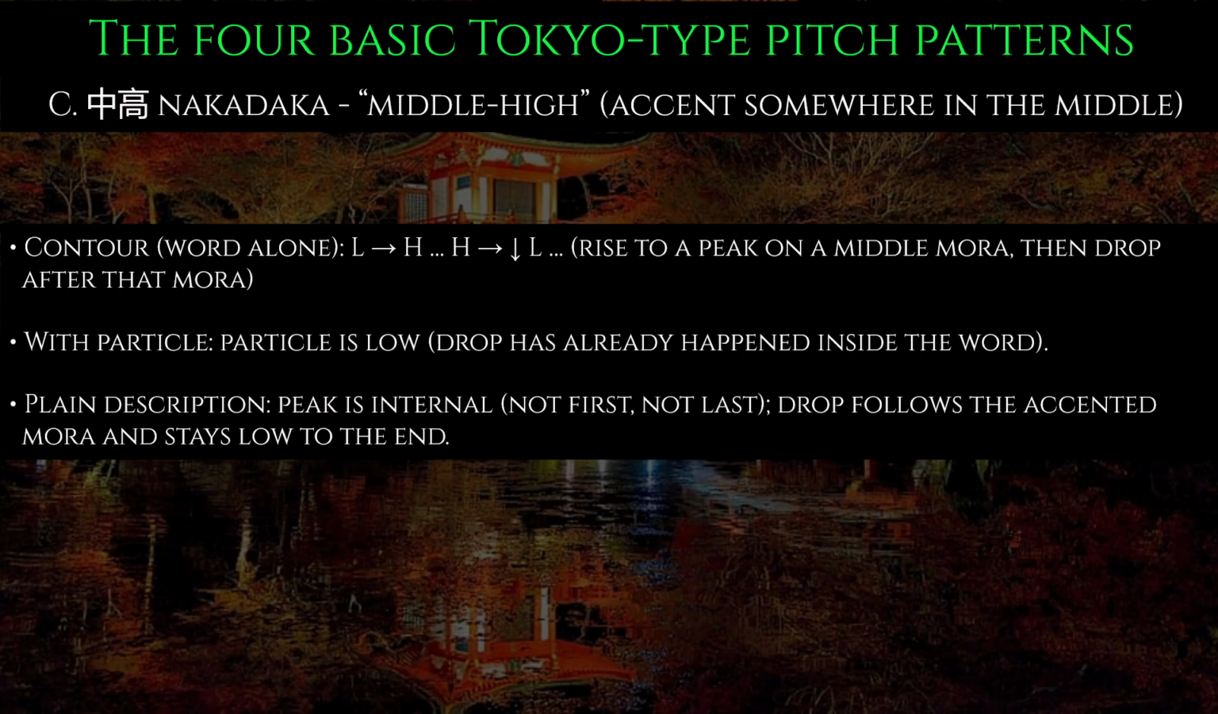And next we have nakadaka, which means middle high. So the accent is somewhere in the middle, which means not at the beginning, but not at the end. So we are starting low, then we are going high, and somewhere in the middle, not at the end, it is low again. So we have a rise to the peak on a middle mora, then drop after that mora. With the particle, it is low, because the drop has already happened somewhere inside the word. So the peak is internal, not first and not last. And the drop follows the accented mora and stays low to the end.